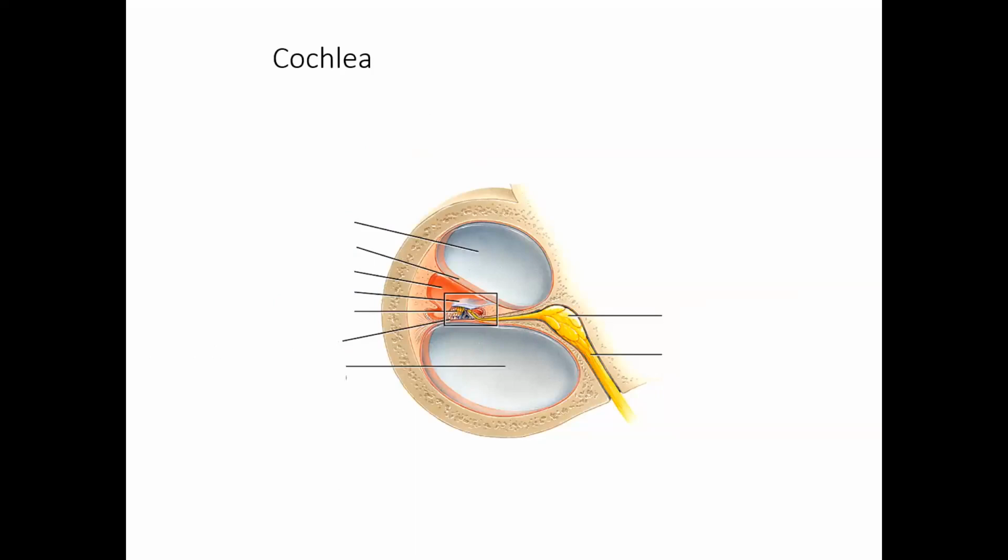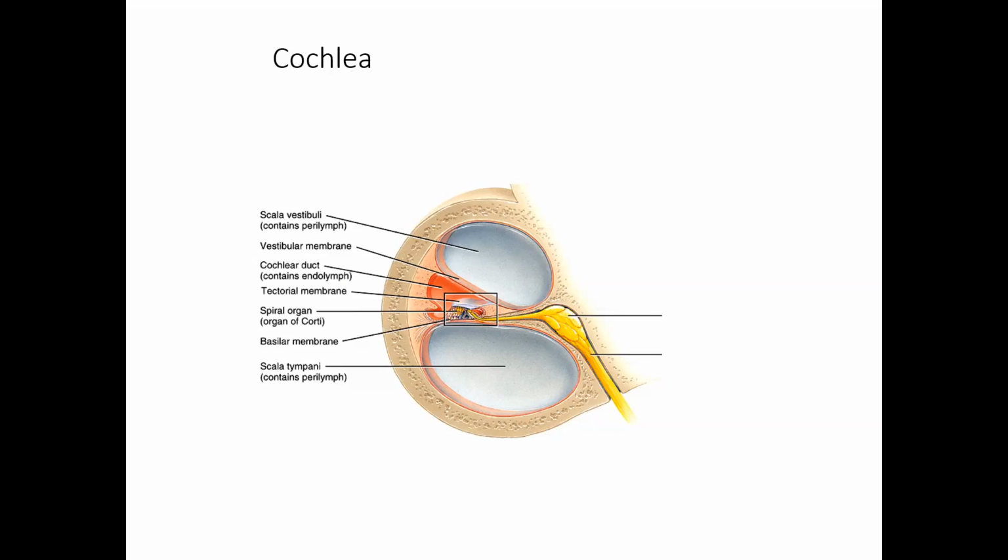So let's take a little bit more in-depth look at the cochlea itself. The cochlea itself is going to have two distinct scalae, the scala vestibuli and the scala tympani. This is going to surround the cochlear duct, separated by the vestibular membrane on the scala vestibuli and the basilar membrane off of the scala tympani.